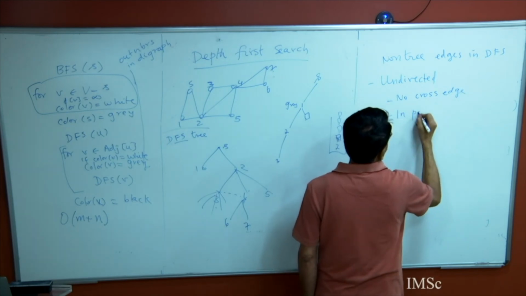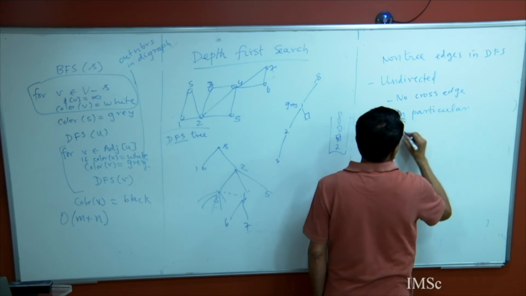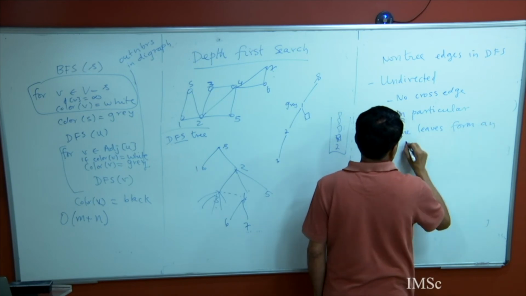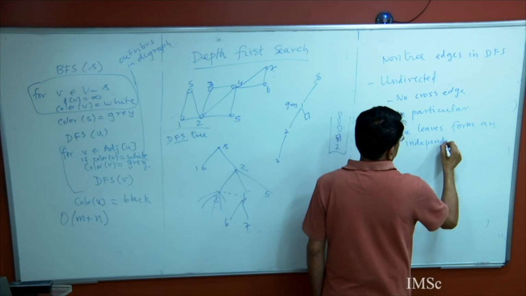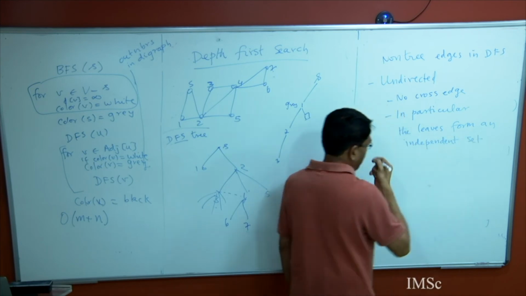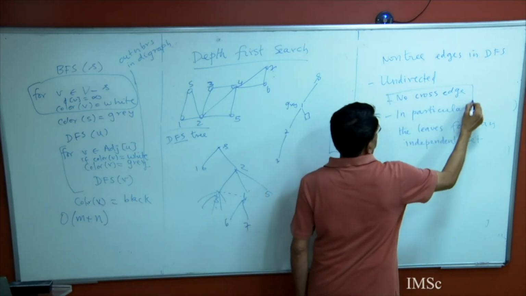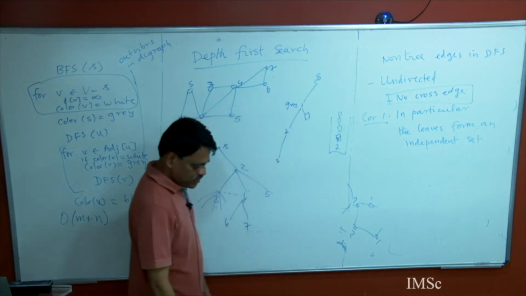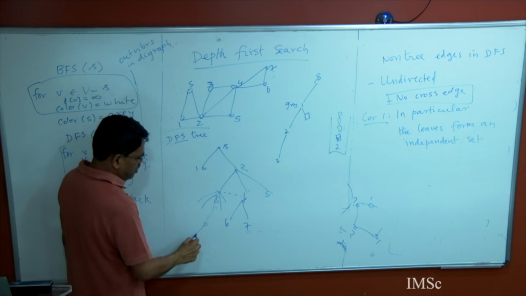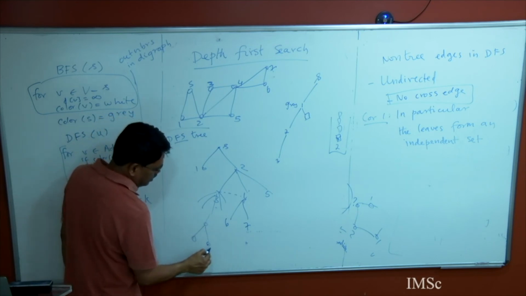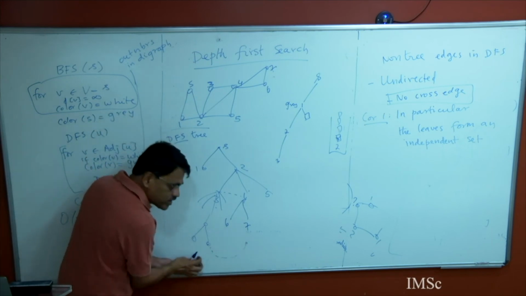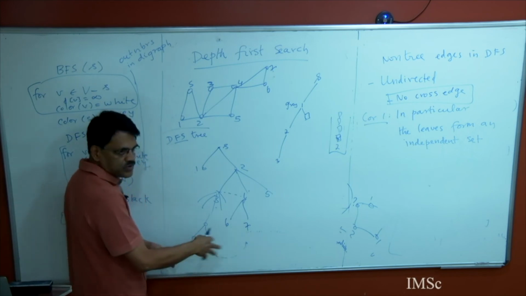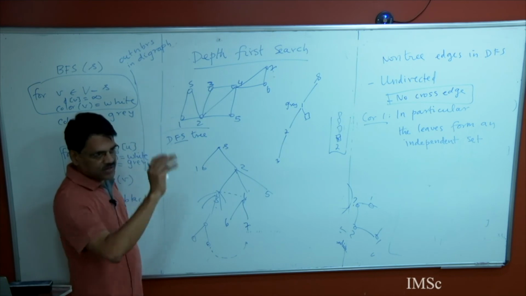In particular, this is going to be very useful. The leaves form an independent set. Okay, so no cross edge. I'm going to write this as corollary 1. Right, because of the same reason: if you have a leaf here and another leaf here, and there is an edge in the graph, then why did I not explore it here? The DFS would have just picked it up. So the leaves are independent. It's going to be very useful for some algorithms.